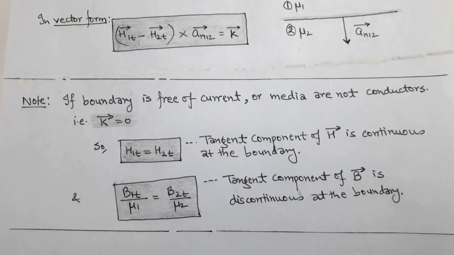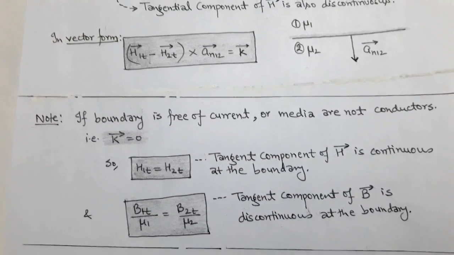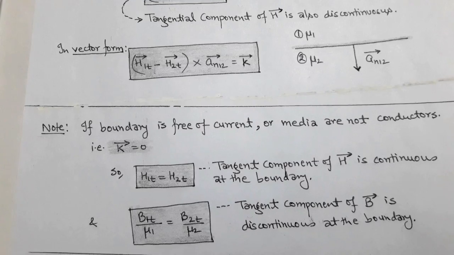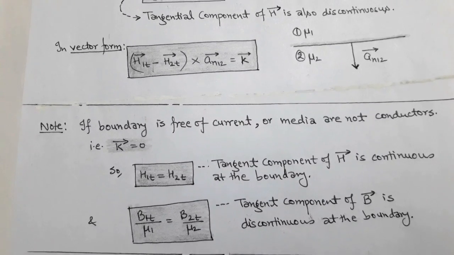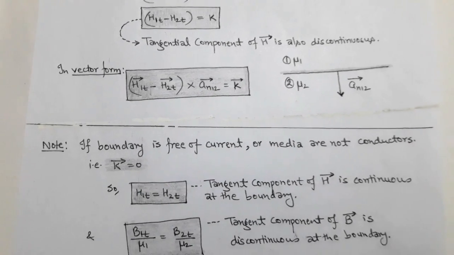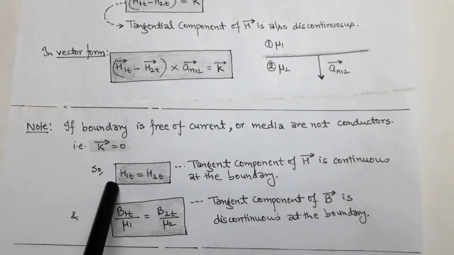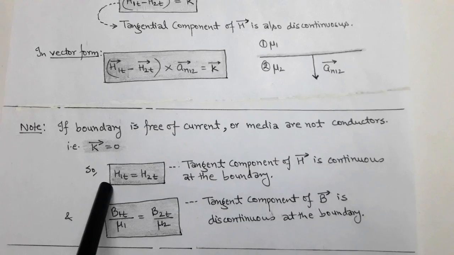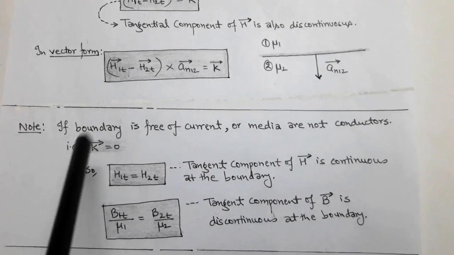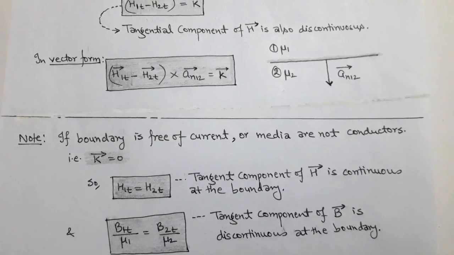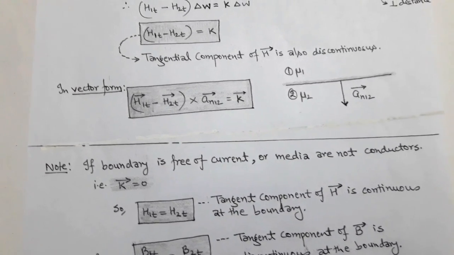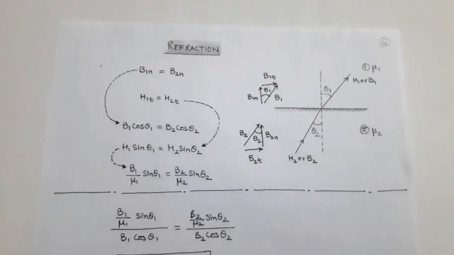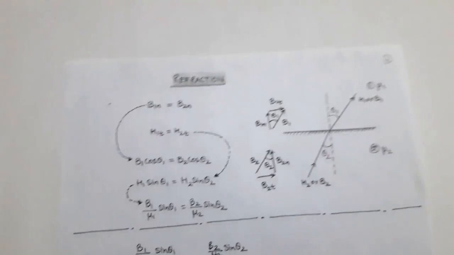In the first case we use Gauss's law, and here we find that the normal component of B is continuous at the boundary. From the second law, that is Ampere's circuital law, we find that the tangential component of H is continuous at the boundary when there is no current, that is, surface current density is 0. So these two continuous boundary conditions can be used to determine the refraction at the interface of two magnetic media.